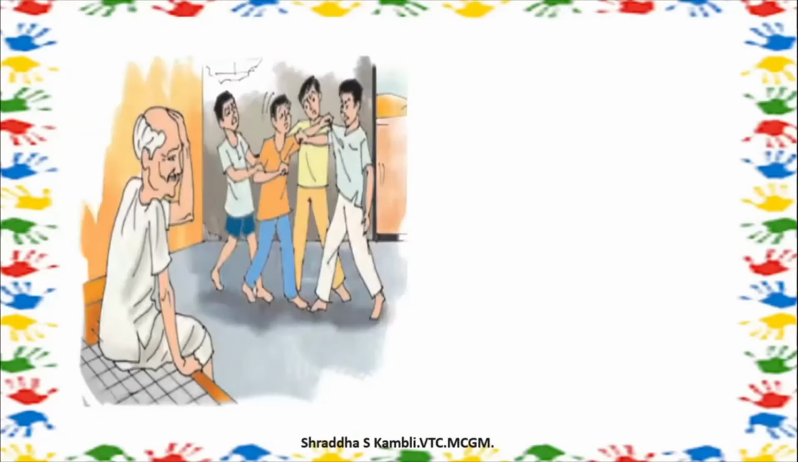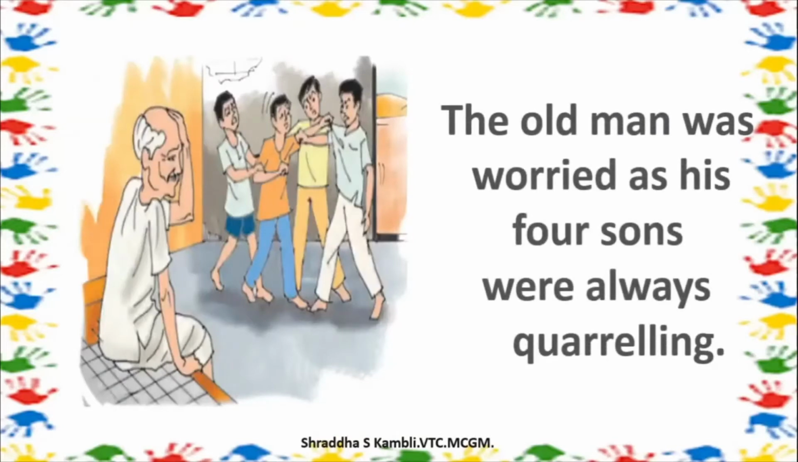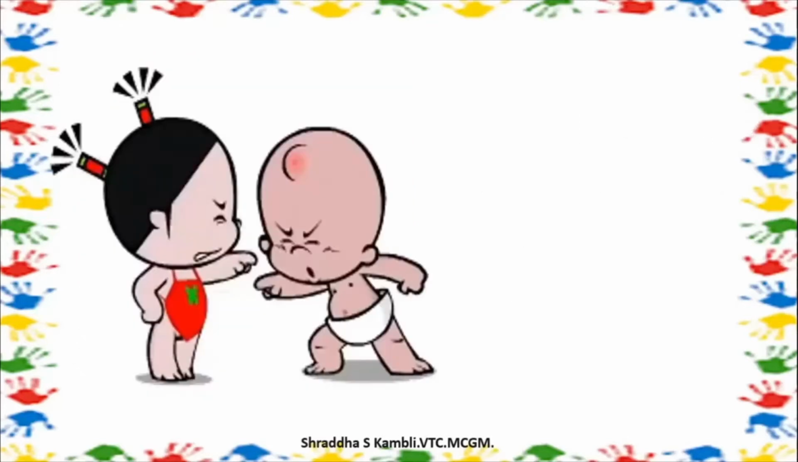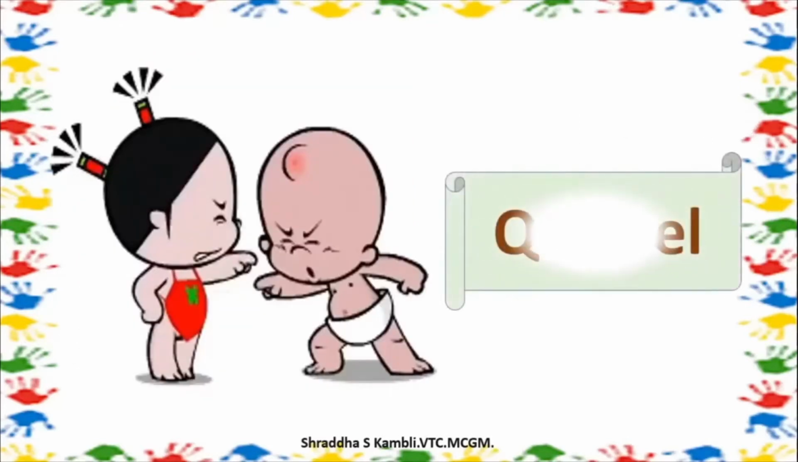Okay, so the old man was very worried because his 4 sons were always quarreling with each other. So you can see here the old man is sitting holding his head and his 4 sons are quarreling. So now this is a new word for you children, quarrel. So see, this is the word quarrel. So when you quarrel, what do you do? You fight with each other.